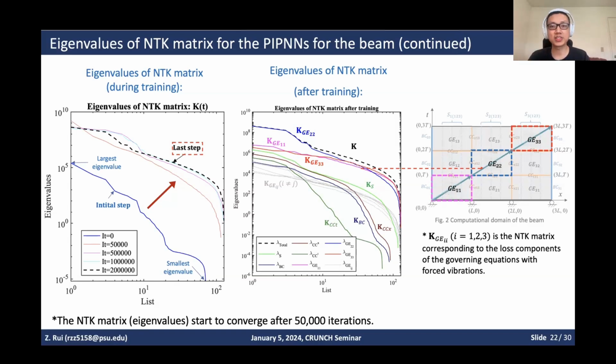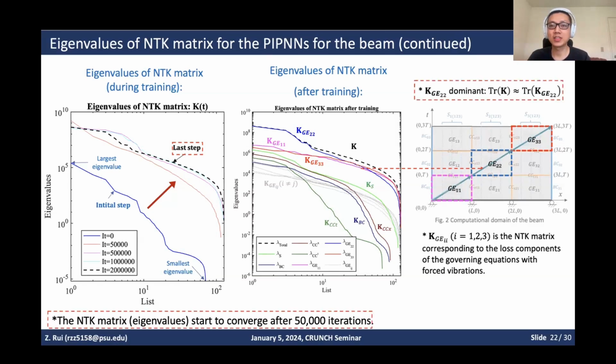Sometimes we like that, but sometimes it makes the convergence imbalanced. That's why we introduce the self-weight. We can find that K_GE 2-2 almost matches the total NTK matrix, so we assume that it dominates the entire training process. So we got two key pieces of information: one about the kernel and another about the convergence.